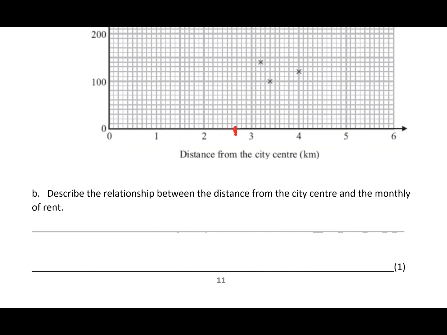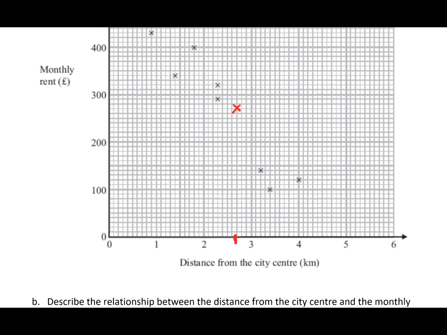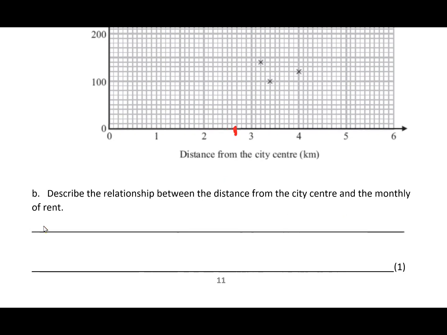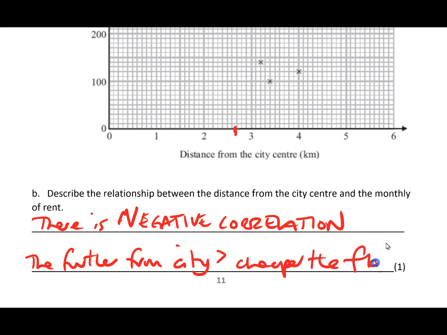Part B says describe the relationship between the distance from the city and the amount of monthly rent. So looking at it, it goes from top left to bottom right. It goes in this general direction. So we would say there is negative correlation. And if you want to, you can say the further from the city, the cheaper the flats. And that's worth 1 mark.